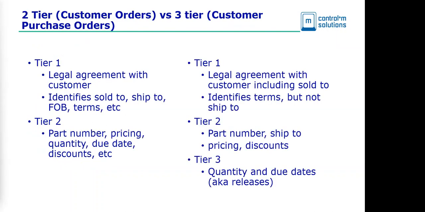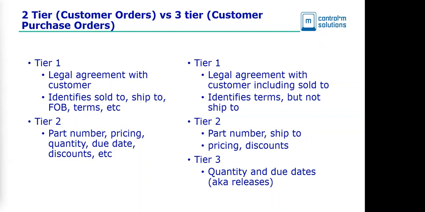So I'd like to explain at a high level the differences between 2-tier and 3-tier orders if you are not already familiar. 2-tier orders are a 2-step process. The first step, you're adding the header for your order, which would include the customer address, and your customer's terms. Step 2 is adding the order lines, which would include your part, the pricing, the quantity, due dates.